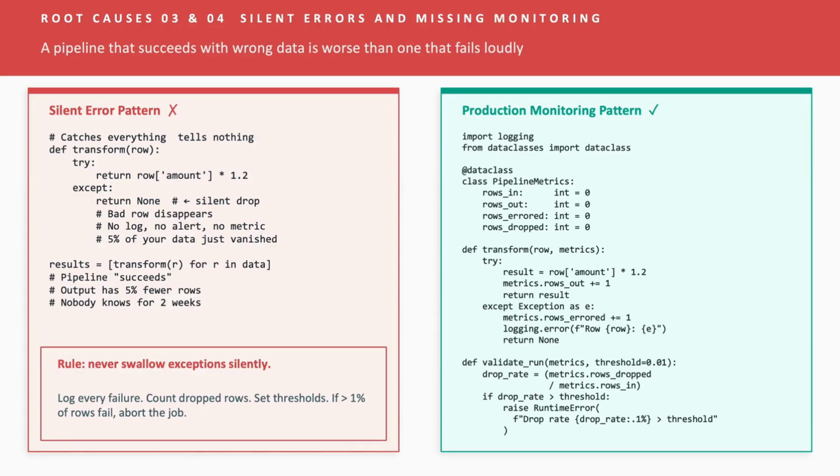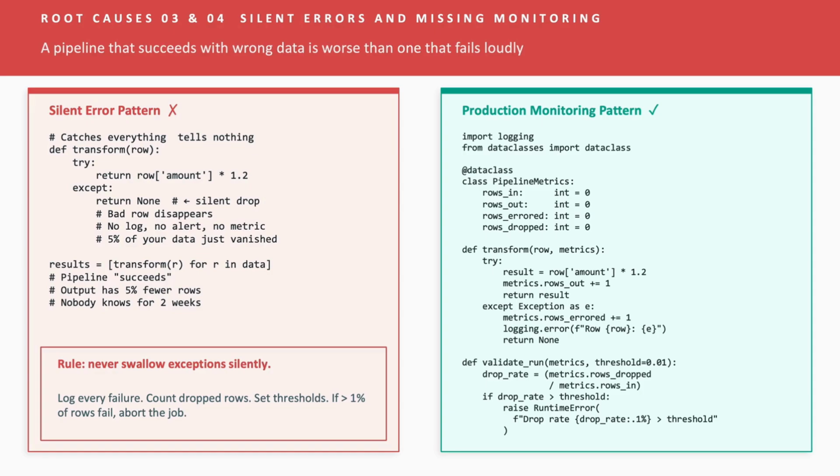For root causes 3 and 4, the silent errors and monitoring, these two root causes go together. So because they are two sides of the same problem. So root cause 3, silent errors, look at the left panel. The pattern is everywhere. A bare try except that returns None on any error. The intent is to make the pipeline resilient. The effect is to make it silently broken.